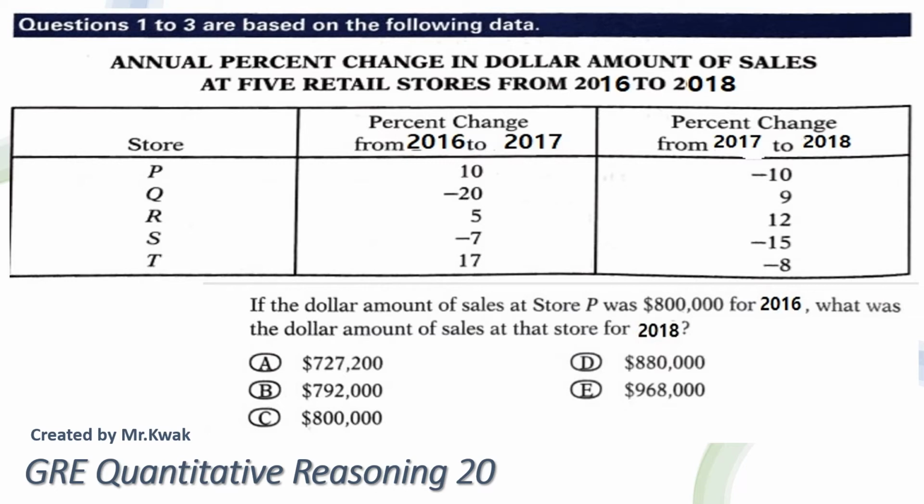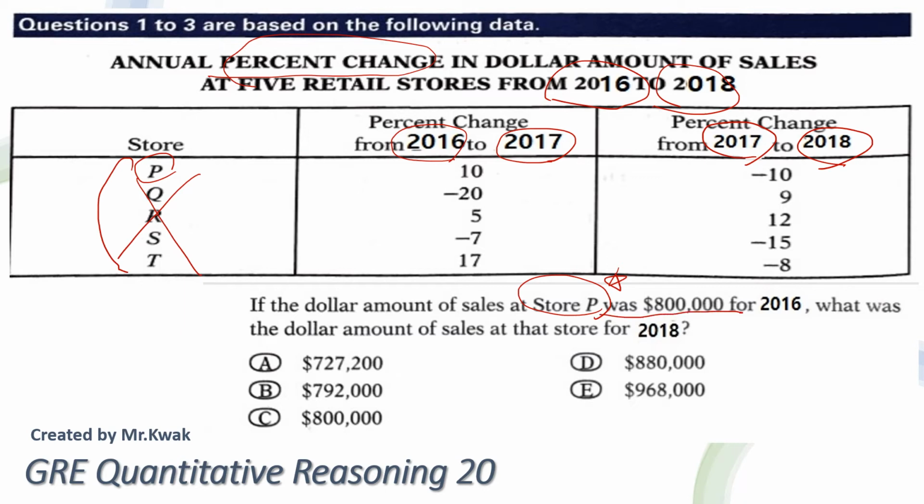Then let's analyze the table and read the question again slowly together and circle important factors. Annual percent change in dollar amount of sales at 5 retail stores from 2016 to 2018. This is just a title, and then the percent change from 2016 to 17 is the left column, and the right column is the percent change from 17 to 2018. They are asking about a specific store, store P. So in this situation, we don't have to worry about stores Q to T.